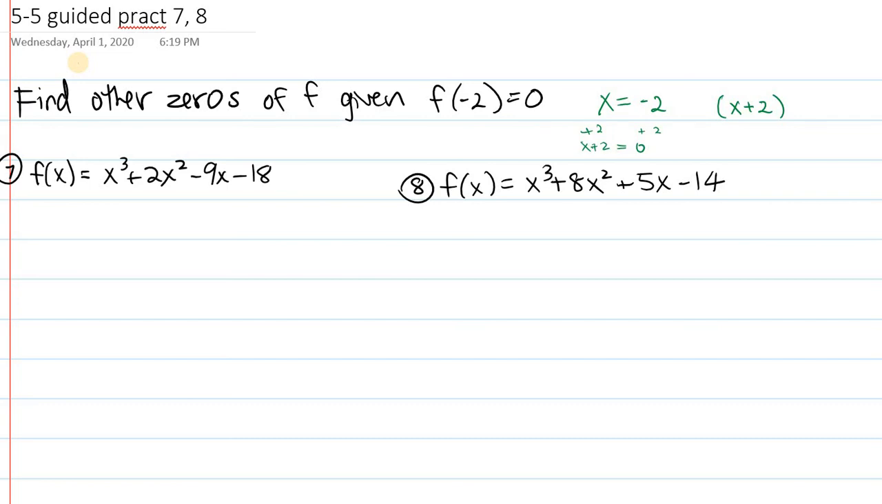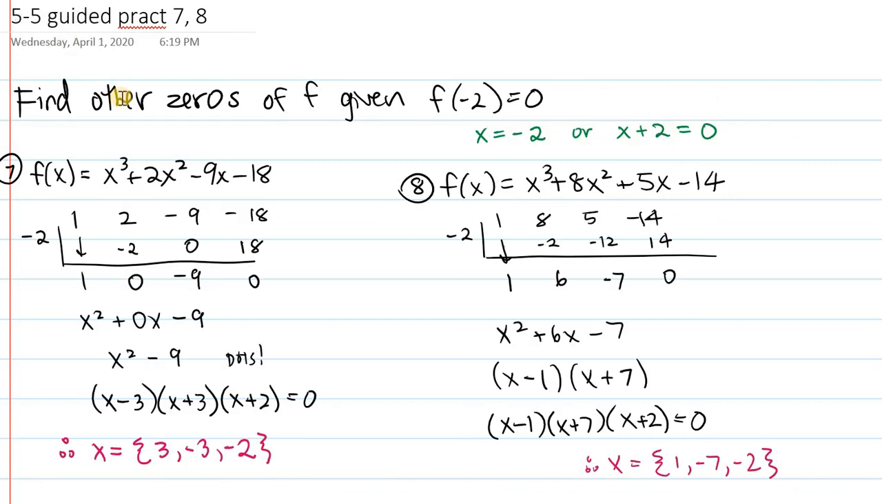So go ahead and use synthetic division on number 7 and 8 in order to find all of the factors, and then use the zero product property to solve. You can pause the video here to work it out on your own, and then come back when you're ready.